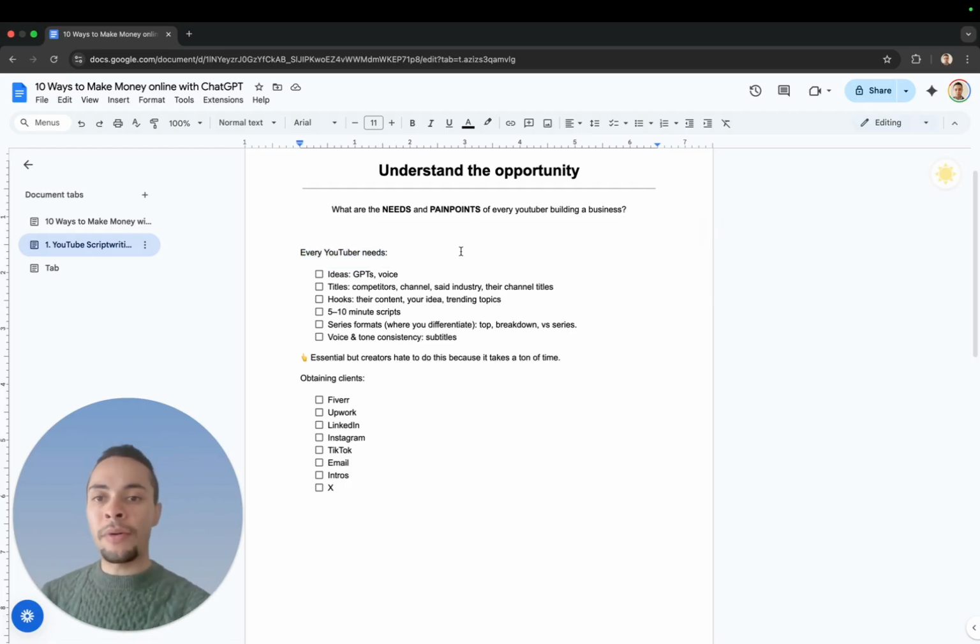And so when we come to, is this an actual need or problem? If it's not an actual need or a problem, then it's not going to be something that people are willing to pay for. So how do we validate that? This is how you do it right here. First, you need to know that every YouTuber needs ideas, titles, hooks, scripts, some need series formats, and then voice and tone consistency.